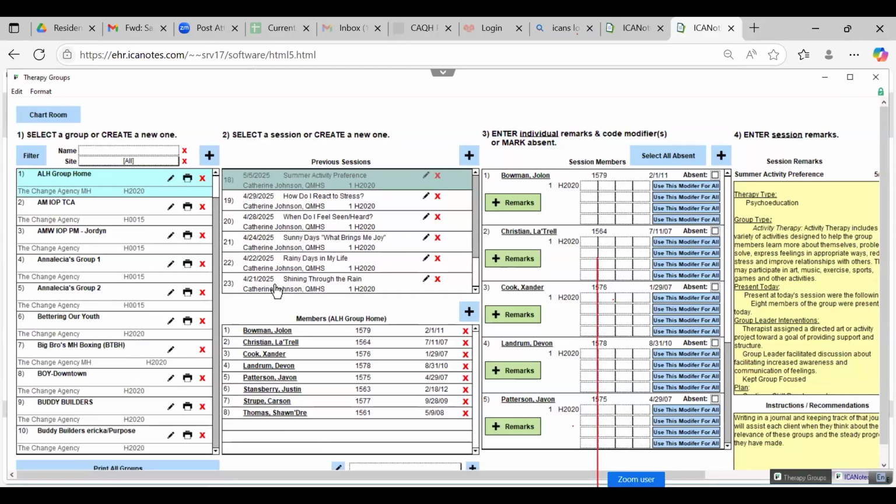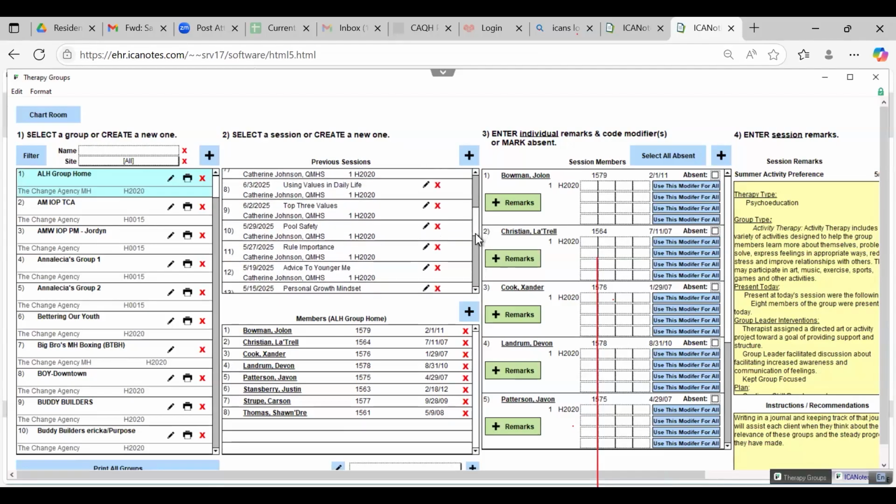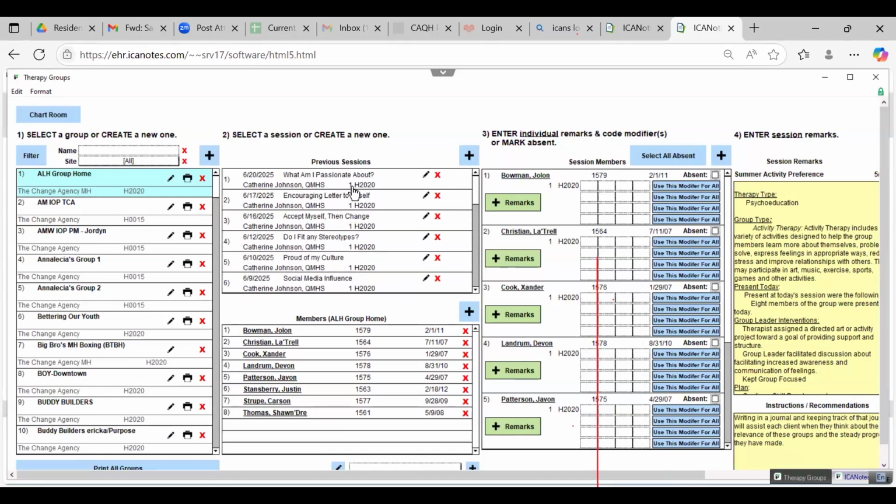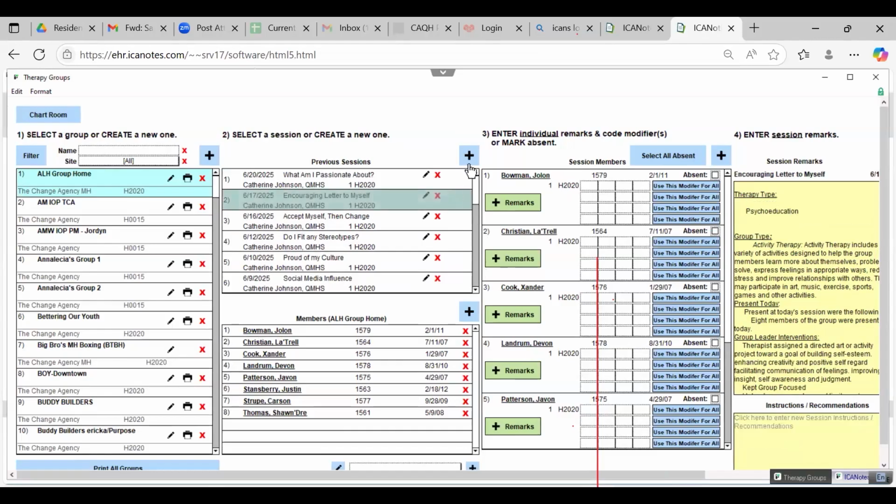Okay. So you all see, it automatically goes in order. Let's say you had a week where you did Monday and Friday, and then you're about to put your Tuesday note in. You don't have to look for it. You just type in the date and it'll go in order. It's automatically in order. So I'm going to add a session.